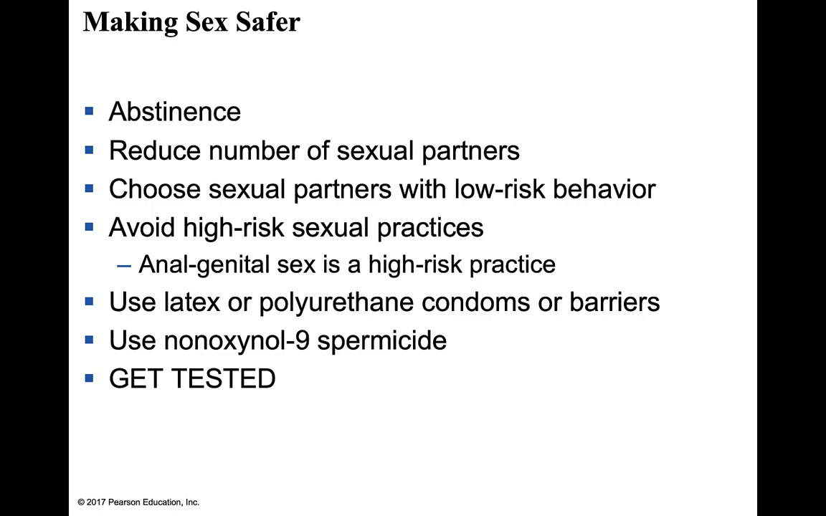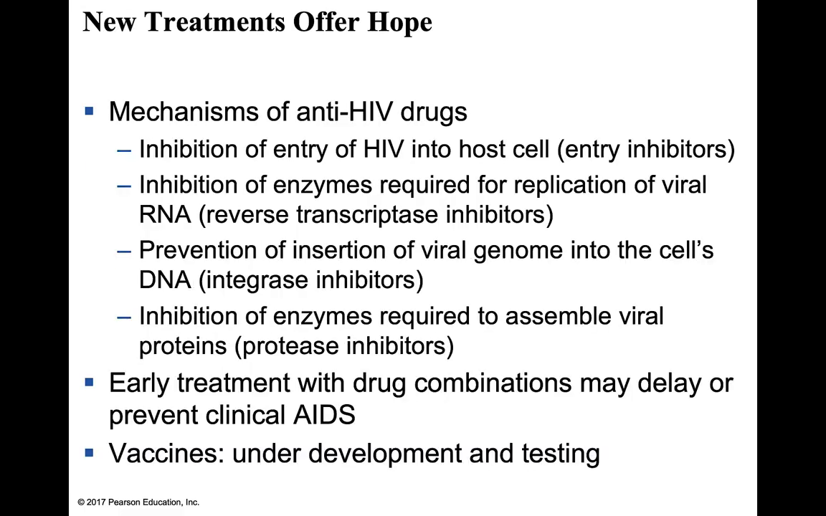Now, if you're looking at making sex safer: abstinence, reducing the number of sexual partners, choosing sexual partners that have low-risk behavior, and avoiding high-risk sexual practices. Anal genital sex is a very high-risk practice. Use latex or polyurethane condoms or barriers, nonoxynol 9 spermicide, and most importantly, getting tested. That's probably the most important thing overall.